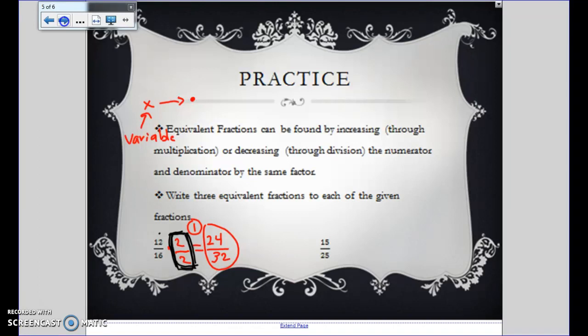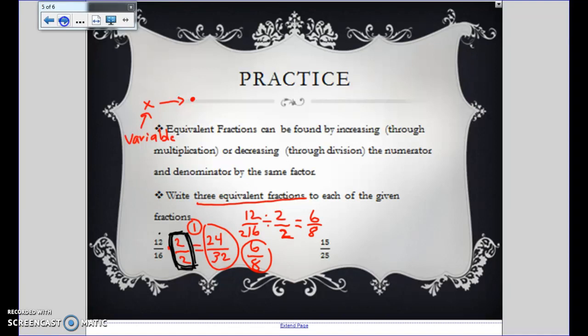It says to write 3 equivalent fractions. Okay, 12/16. I did one with multiplication. Let's do one with division. If I divide the top by 2 and the bottom by 2, and I chose 2 because I see that they're both even numbers, I know that 2 will go into both of them evenly. Then I know I would have 6/8. That would be an equivalent fraction. There's our second one.